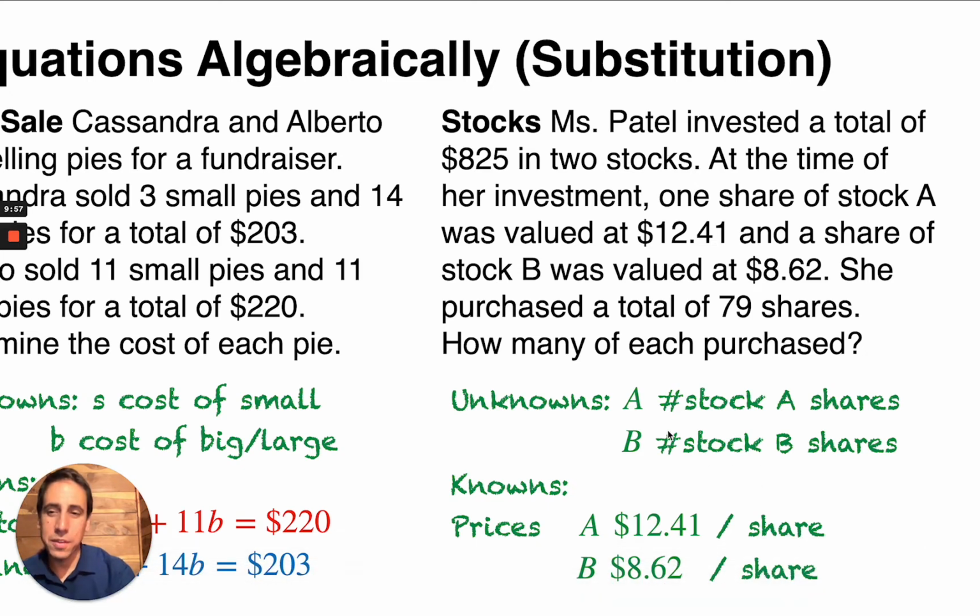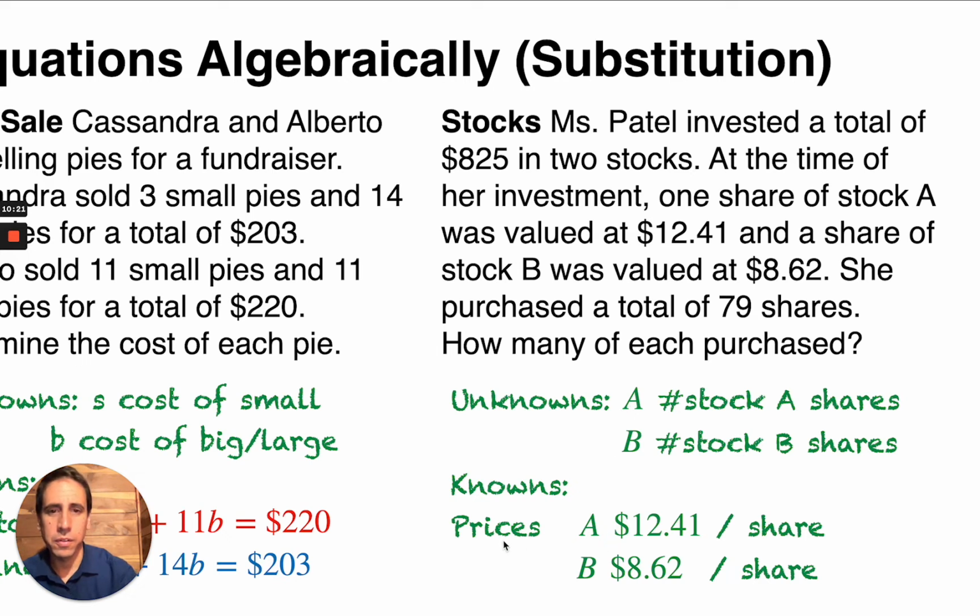All right, so again, Studentship, don't skip this step. It's incredibly important to write it out and think about what you know and what you don't know. So the unknowns, to start off with a question: how much of each purchase? What we're going to call this, the number of stock A shares and the number of stock B shares, and the variables we're going to associate, the letters I'm going to choose from the alphabet to represent those things that I don't know, will just be A and B.